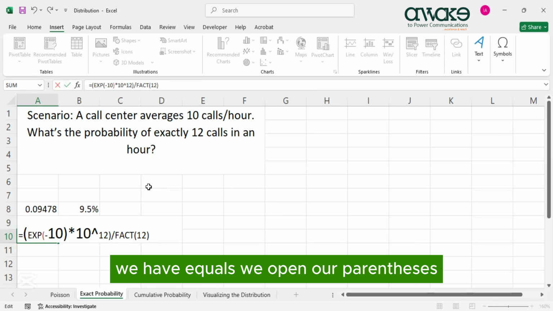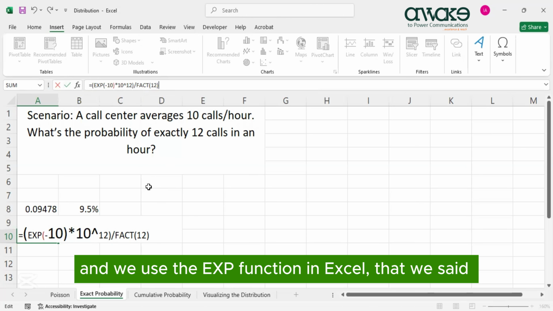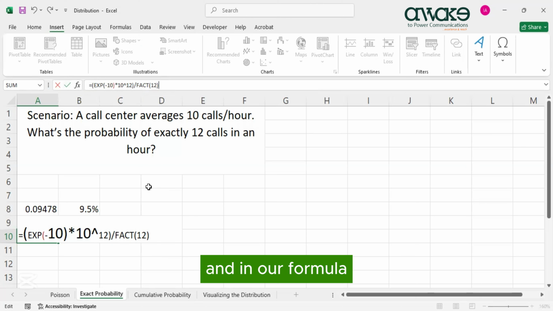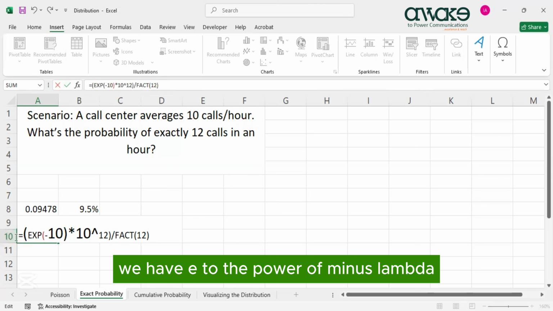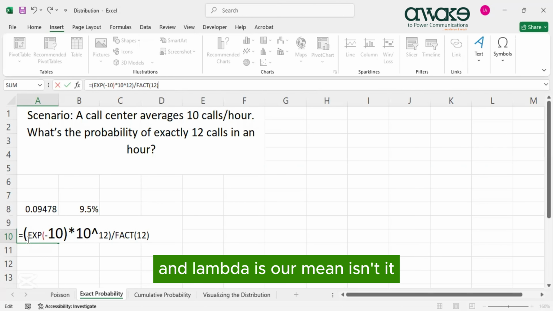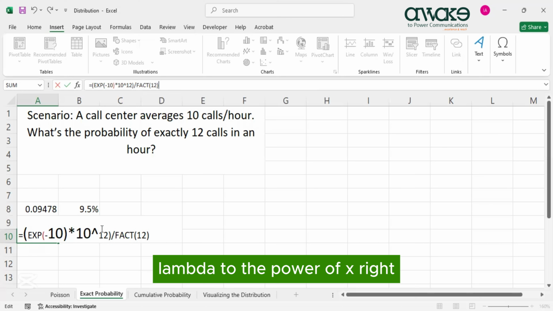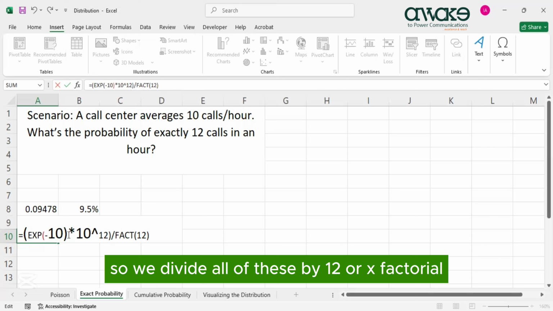We have equals. We open parentheses and we use the EXP function in Excel, which returns e to the power of a given number. In our formula, we have e to the power of minus lambda, and lambda is our mean, isn't it? Then we close the parentheses and multiply by lambda to the power of x, where lambda is 10 and x is 12. So we divide all of these by 12, or x factorial.